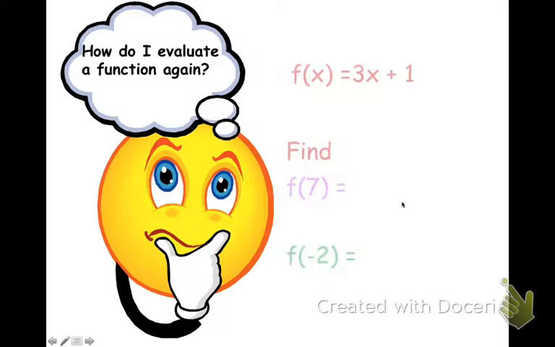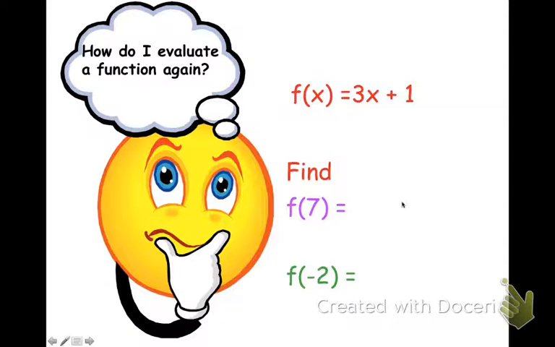So how do I evaluate a function again? Again, just a quick recap. I think we did one in the do now. So again, plug in the number that's inside the parentheses. So in this case, 3x plus 1 would be 3 times 7 plus 1. Again, you can mentally figure this out, but just visually to see it, this would be 21 plus 1 would be a total of 22.